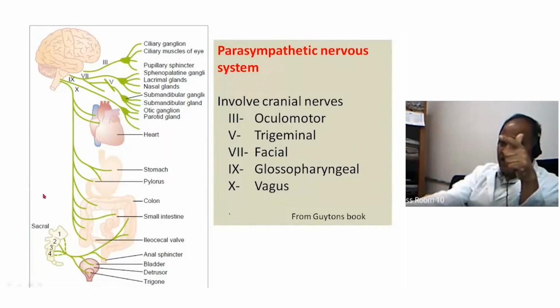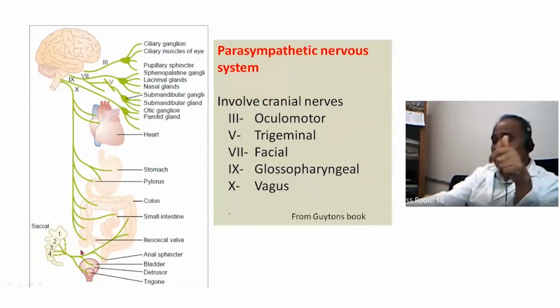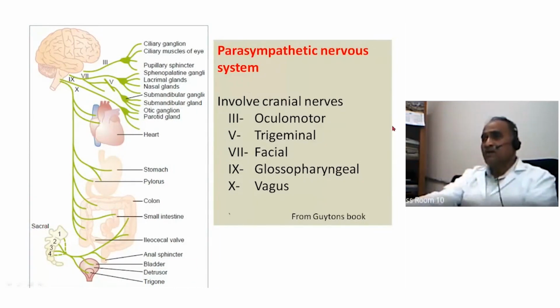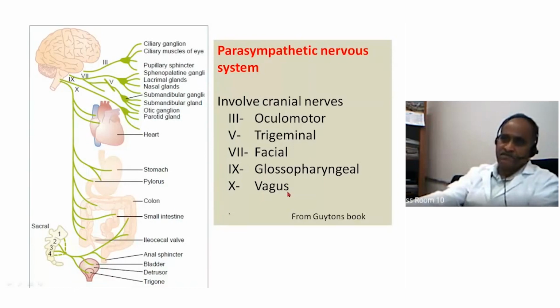The sphincter vesicae there, and then this anal sphincter, and they supply the penile corpora cavernosa. There it produces an erection of the penis. That is not shown there. So these aspects will be with the sacral parasympathetics. So the parasympathetic involves the cranial nerves: oculomotor, facial, glossopharyngeal, and vagus.